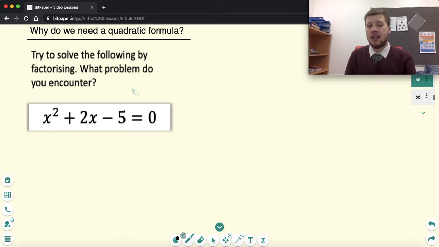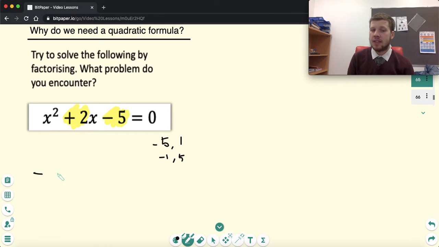And what we should find is that we're looking for two numbers that add together to make 2, but multiply to make -5. The only numbers I know which multiply to make -5 are 5 and 1, or -5 and 1, or -1 and 5, and they don't add together to make 2. So I can't actually factorise this. We have looked at a method to actually work this out.